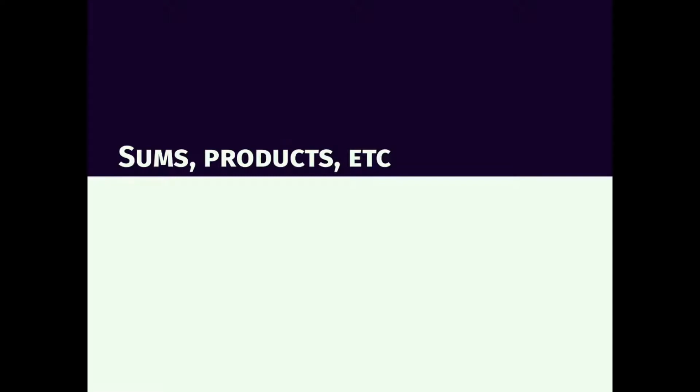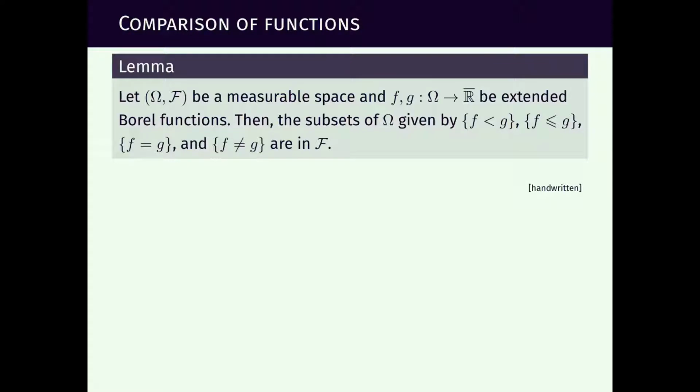For the first type, sums and products, etc., we have two main properties or main lemmas, which is: if we have two extended Borel functions f and g, then these subsets of omega, and we can read it in terms of random variables as well. If we have two random variables X and Y and we have two events in omega, then these sets are the set where f is less than g.